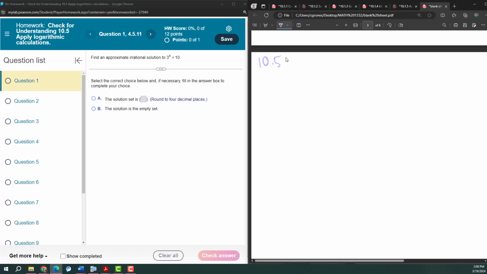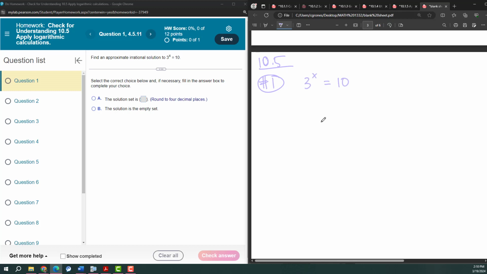10.5. Let's see. Oh, I am going to do number 1. So number 1 is on your test. It says find an approximate irrational solution to 3 to the power of x equals 10.